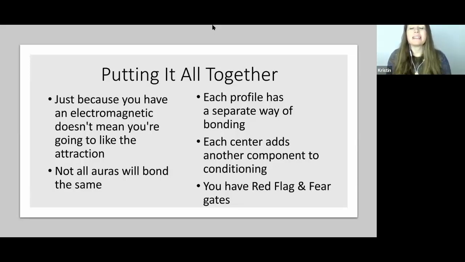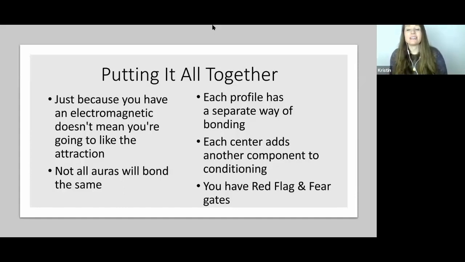Each profile has a separate way of bonding. And understanding that a third line profile that is designed to make and break bonds probably won't fit very well with a fourth line profile who does not make and break bonds. It keeps their bonds, even after the breakup. And making sure that the third line profile is at a point in its life where it's mature and it can have correct relationships instead of in its experimental phase where it's just running around making and breaking stuff.